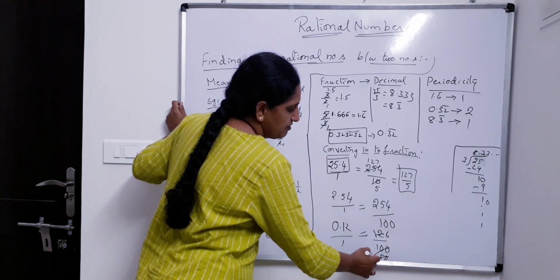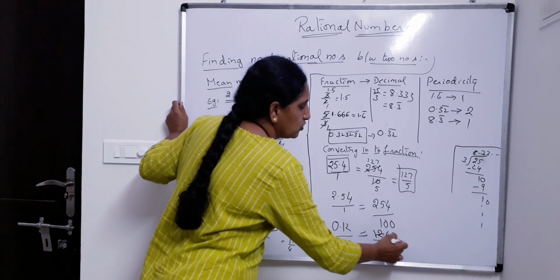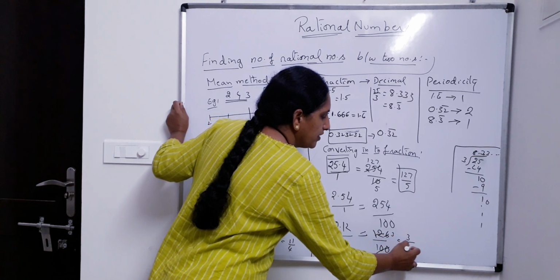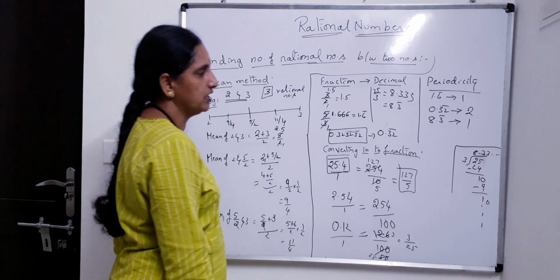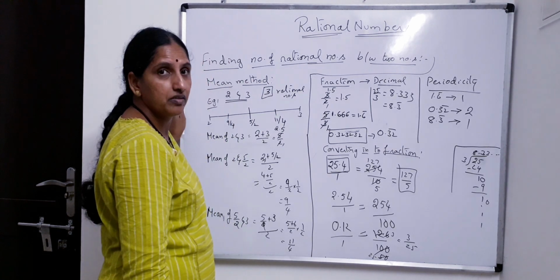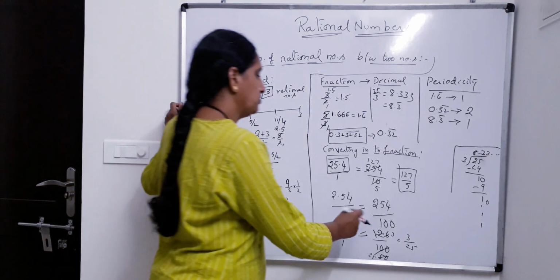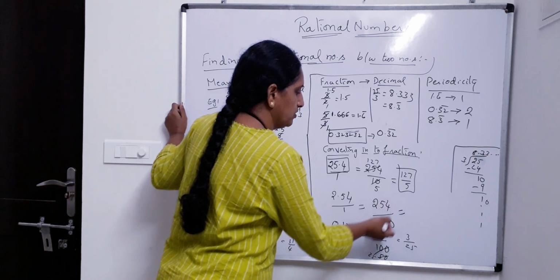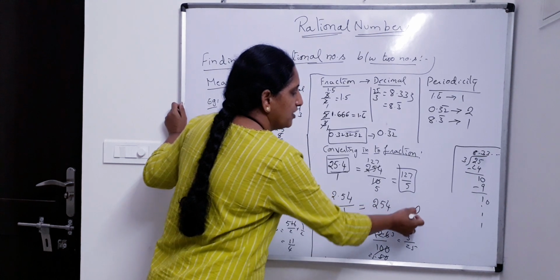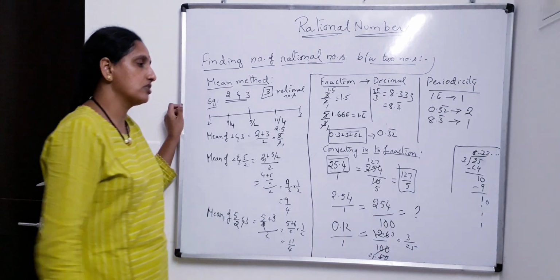2 25s are 50, 2 3s are 6. So you got it to be 3 by 25. It is 3 by 25. Okay, right. So now similarly here also you can do it. This is also an even number. I am leaving it to you. You can solve and then post it to me.